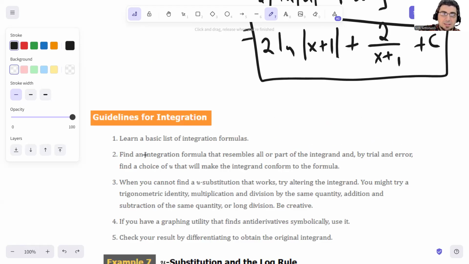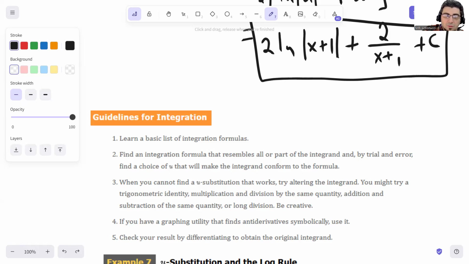You want to learn a basic list of integration formulas. You can easily find those usually at the beginning or the end of a book. Find the integration formula that resembles all or part of the integrand. And sometimes you have to use trial and error. You find a choice of u and make the integral conform to that. When you can't find a u substitution that works, try altering the integrand. You might try a trigonometric identity, multiplication and division of the same quantity, different things. Sometimes you have to be a little bit creative.